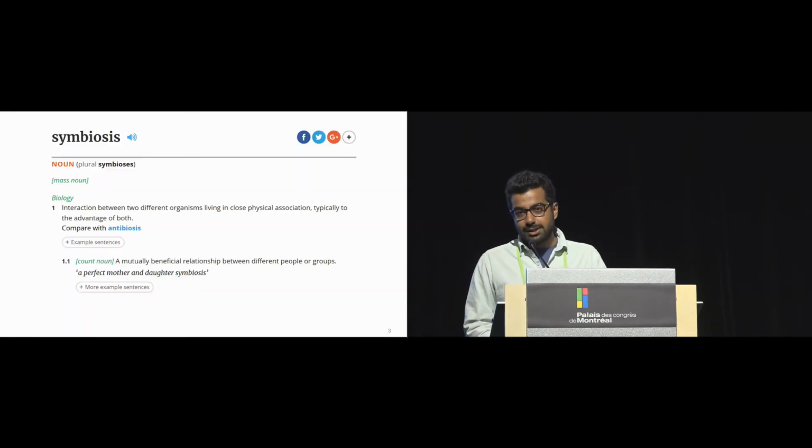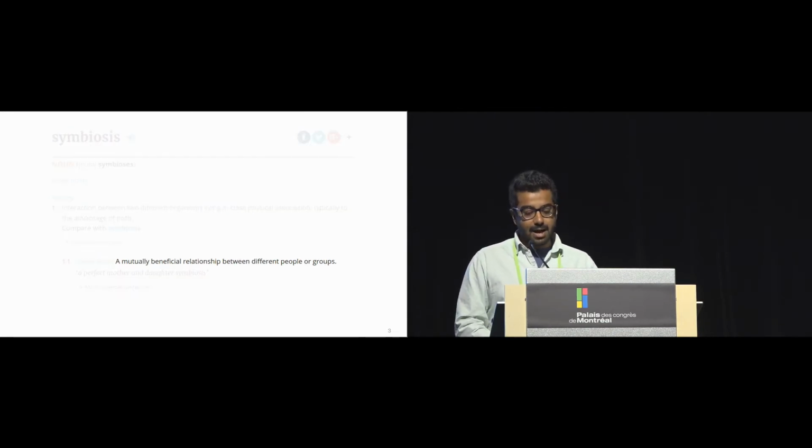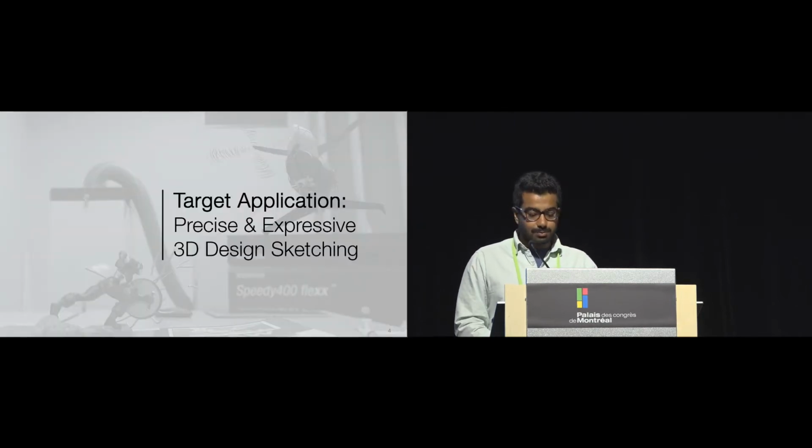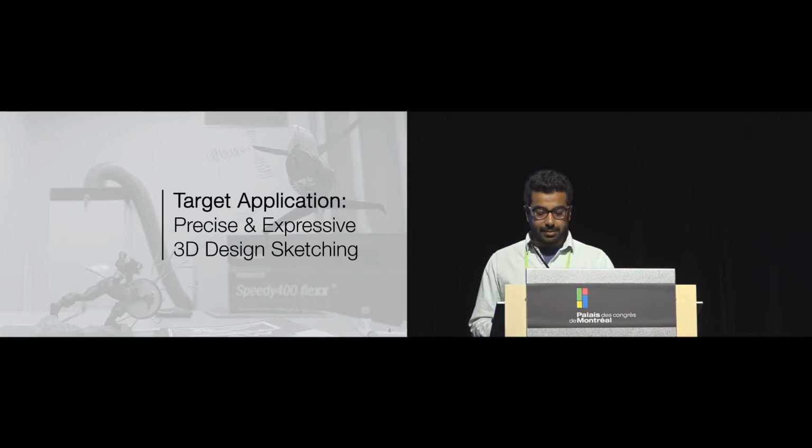Okay, so why do we call it SymbiosisSketch? The word symbiosis refers to relationships between organisms or groups which are beneficial to all the participants. And so we wanted to have a relationship between 2D and 3D sketching paradigms so that they both combine and gel together. We use this mutually enriching combination to enable precise three-dimensional sketching, such as what we think has never been done before. And so SymbiosisSketch users can draw with confidence, with precision, and they use the tool to create sketches which are very expressive and detailed.